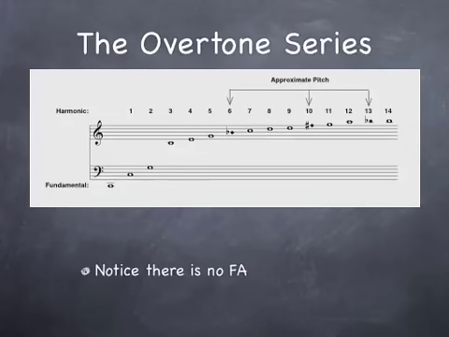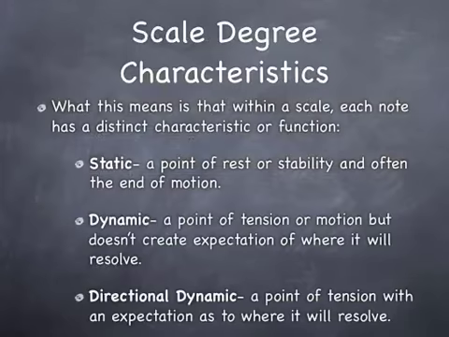So what this means is that each note within the major scale has a distinct characteristic or function. It's either going to be static, which is a point of rest or stability, and often the end of motion. It's going to be dynamic, which is either a point of tension or motion, but doesn't create an expectation of where the note wants to resolve. And then we have the directional dynamic, which is a point of tension, but also it creates an expectation or predicts where it wants to resolve.